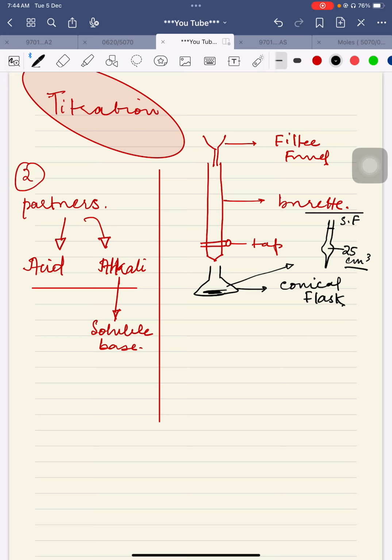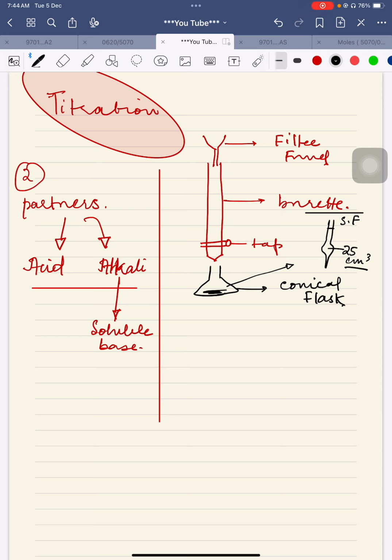A noticeable result. Otherwise, if the volumes are so small in quantity, then the results will not be very clear, very accurate, or very noticeable. Whereas if the volume is larger than this, then it is a wastage of chemicals. So such points must be in your mind.